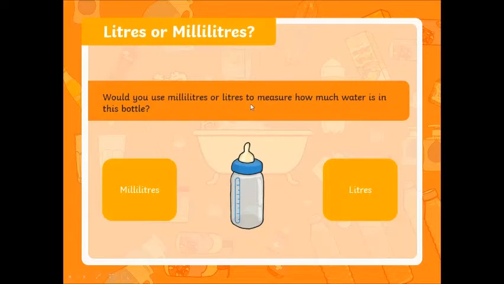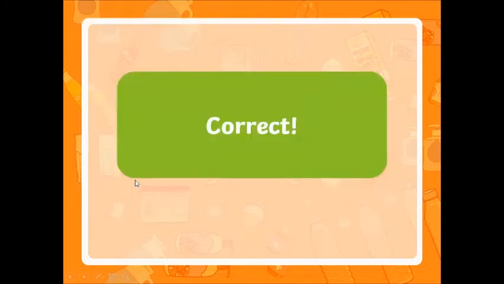Would you use milliliters or litres to measure how much water is in this bottle? So this is a baby's bottle. Babies are quite small. Their hands aren't that big. So it's probably going to be milliliters.